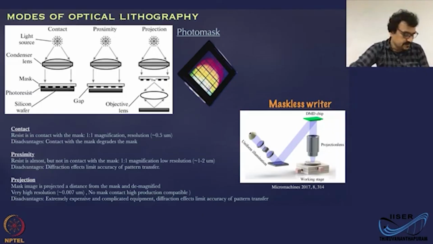This is what is generally used in most of the research labs. This is a process that you do in a mask aligner, but of course your resolution is always limited by the diffraction limit. The third method is projection lithography, where you have a mask, and the light beam coming out of the mask is demagnified and focused down to the sample using a sophisticated optical system.